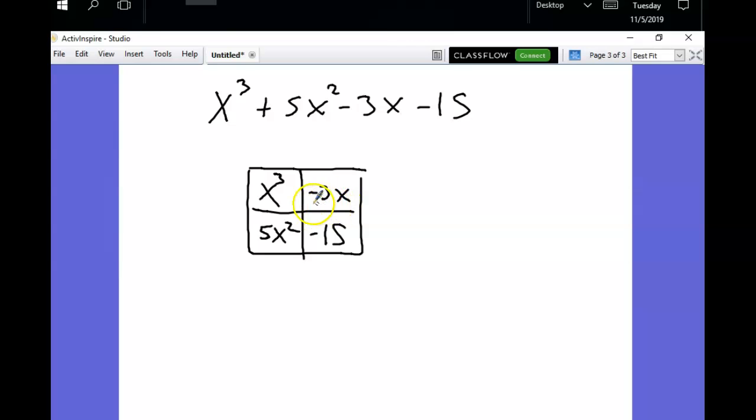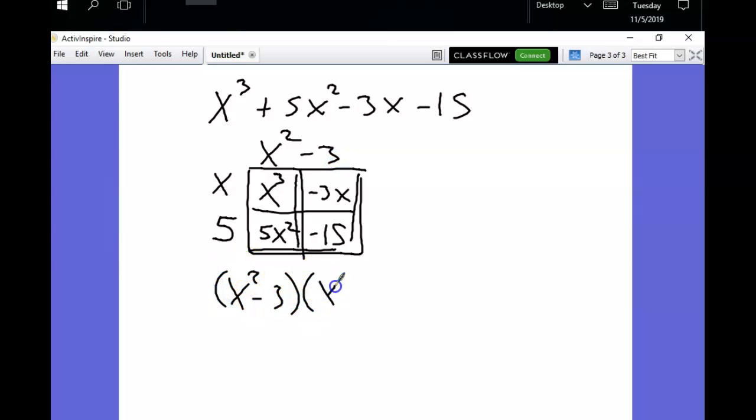So, Gabriella, what can I take out of this row? Cool. And how about Henry? What can I take out of this row? 5. Cool. Kayla, what can I take out of this column? And then finally, Natalie, what can we take out of this column? Yeah. And so the answer would be x squared minus 3 times x plus 5, okay?